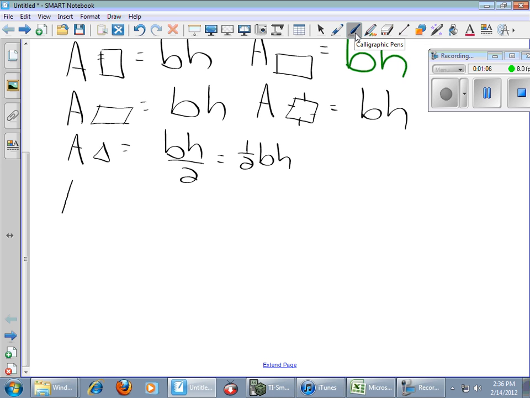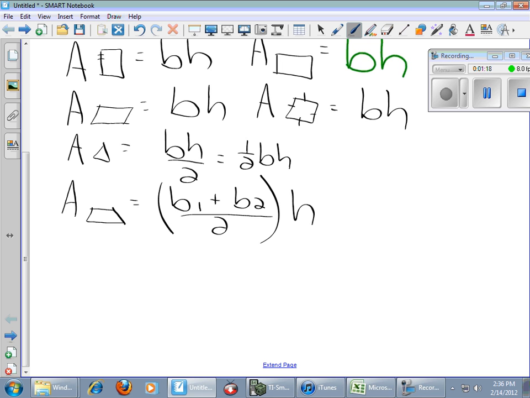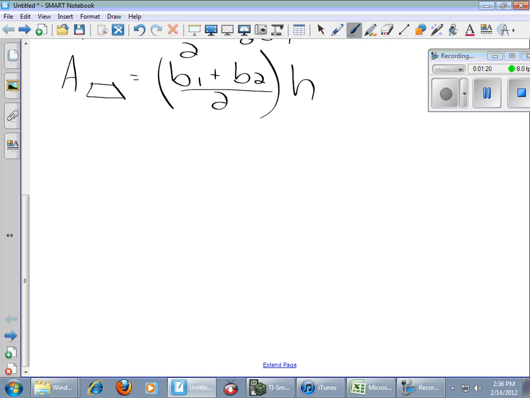I prefer base times height divided by 2, but they all mean the same thing. And then there's area of trapezoids. That's where we have to average the bases and then multiply by the height. All right, and let's do one of those really quick. Let's get a trapezoid up here.